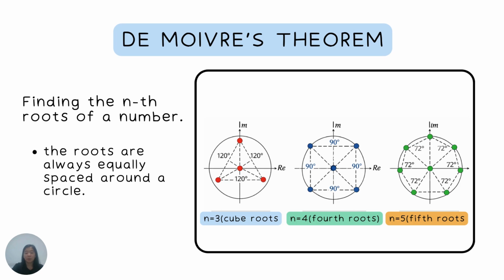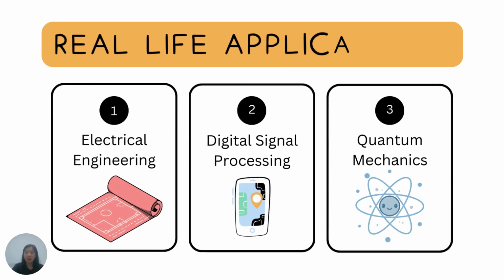Now you might be wondering, when will I ever use this in real life? And the truth is, you are using it every time you check your phone. In electrical engineering, we don't just use standard numbers for electricity, we use complex numbers called phases. When engineers design the power grid or the circuits in your laptop, they use de Moivre's theorem to calculate how waves of electricity shift and rotate. Without this math, our modern power systems would be incredibly inefficient.